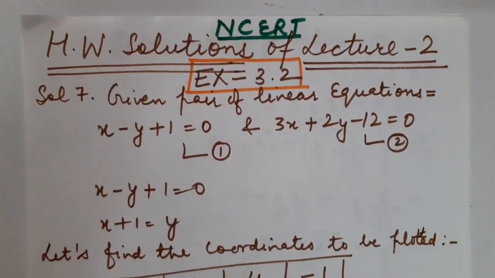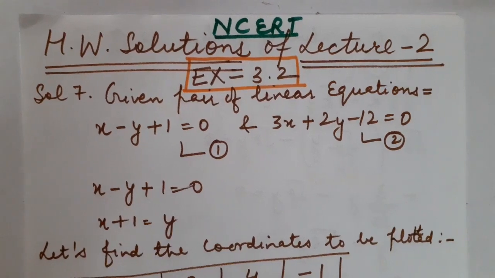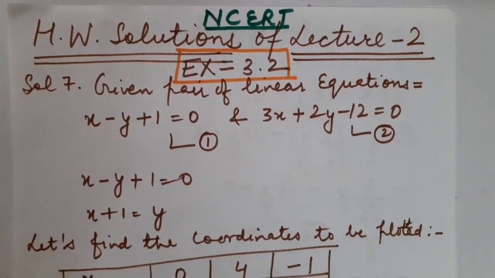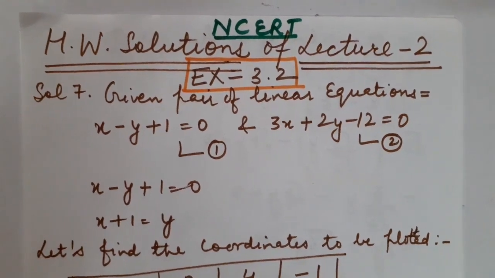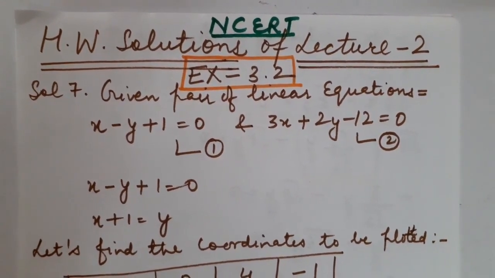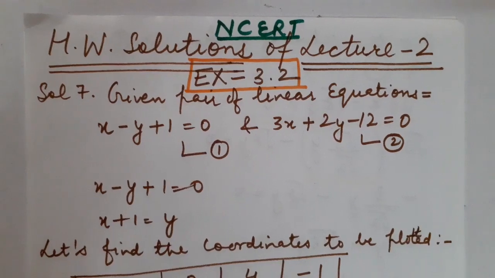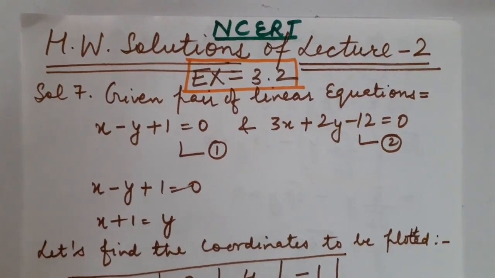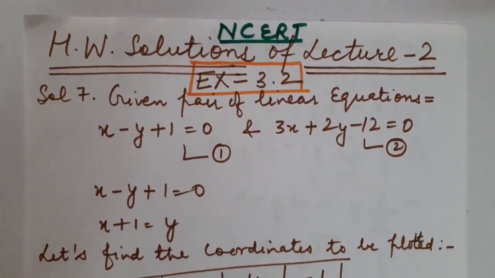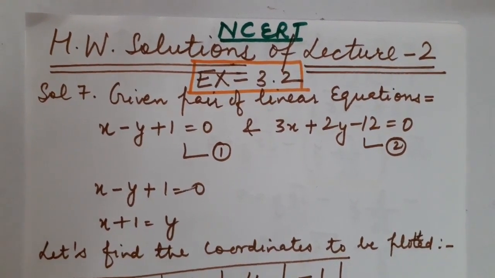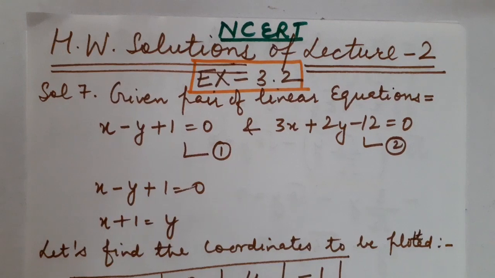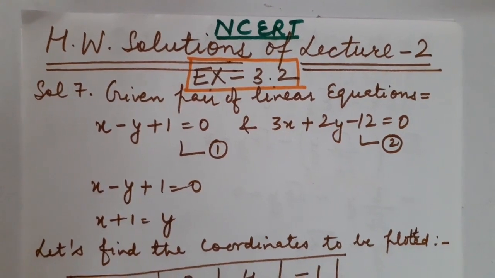You are given a pair of linear equations. Children, as it is said that you have to show the graphical representation of it, as taught in the previous lecture, you have to go for the plotting of the coordinates. So, let us start with the very first equation. The first equation is x minus y plus 1 is equal to 0. Can I write it as y is equal to x plus 1?